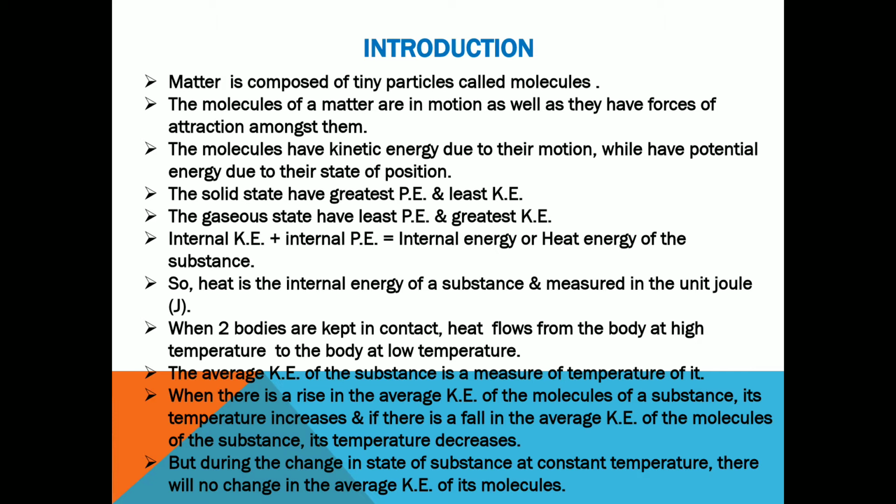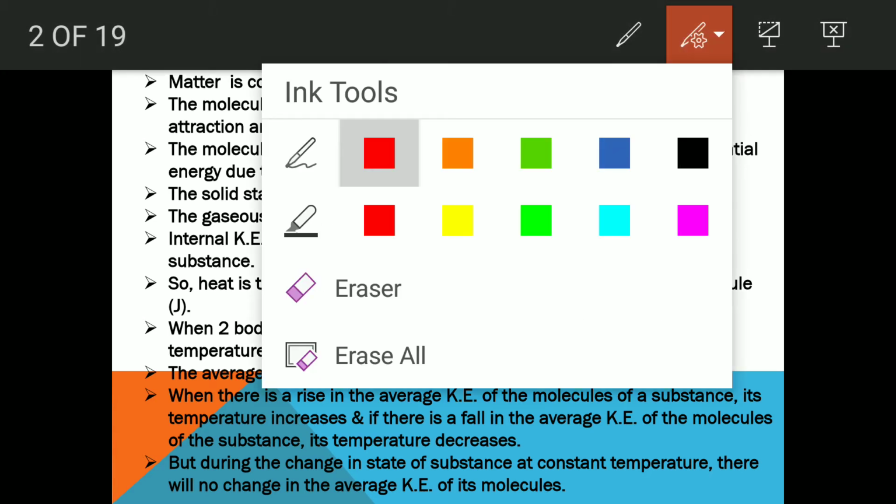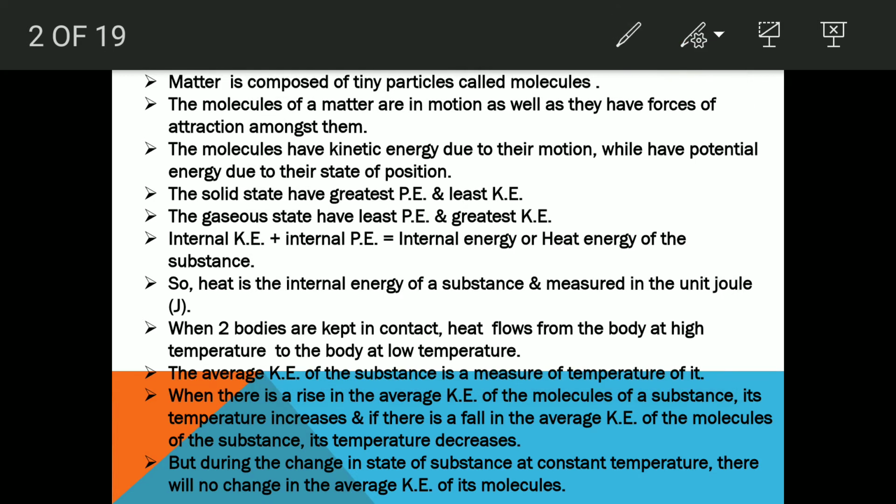When two bodies are kept in contact, heat flows from the body at high temperature to the body at low temperature. So heat is measured in joule, and when two bodies are kept in contact, heat flows from high to low. Okay, high to low.